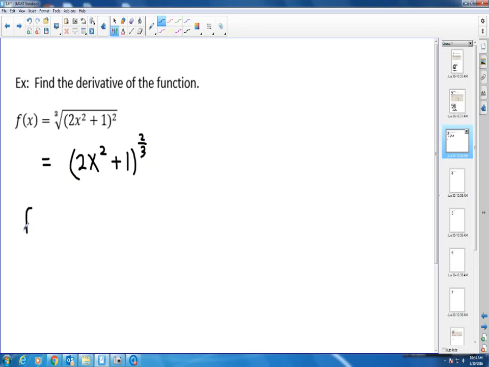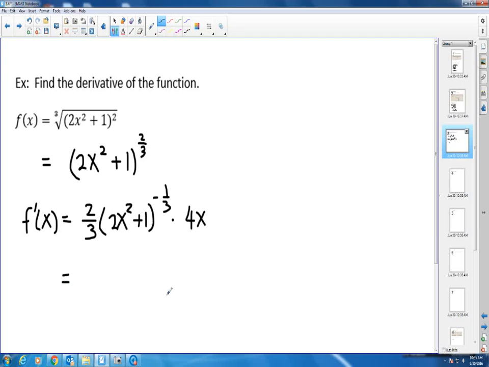Now when I'm ready to take a derivative with respect to x, the outside is the 2/3 power and the inside function is 2x squared plus 1. The derivative of the outside using the power rule gives 2/3, keeping the inside, and don't forget to subtract 1 from the exponent. 2/3 minus 1 is negative 1/3. Then times the derivative of the inside, which is 4x, using just the power rule and the constant rule.